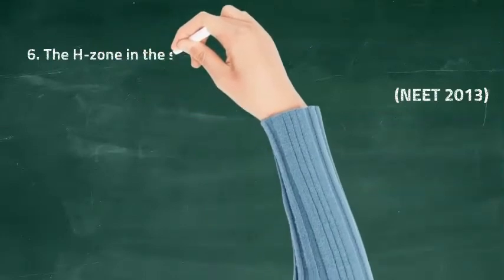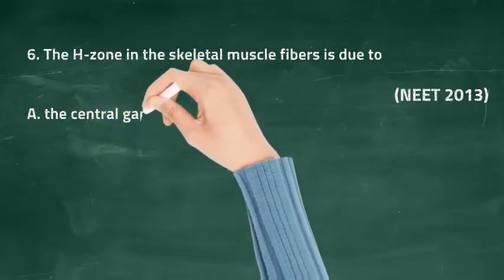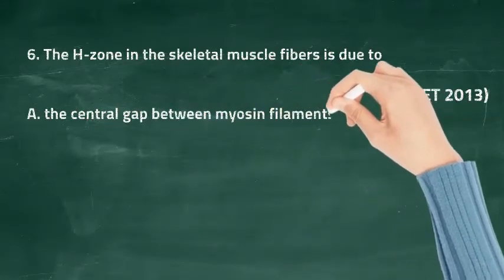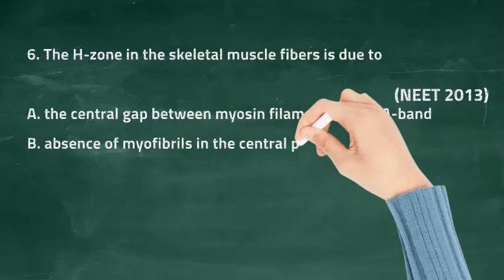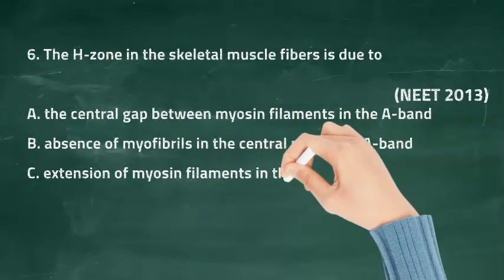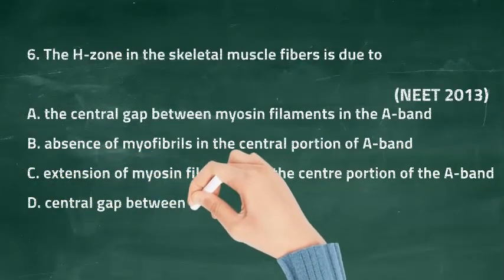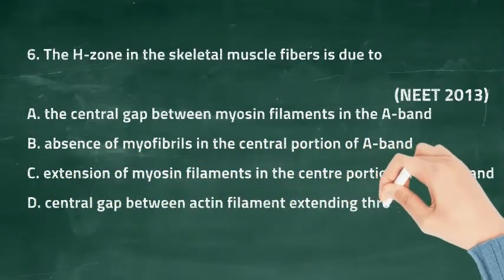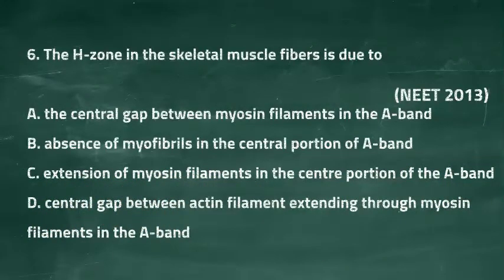Question 6. The H zone in the skeletal muscle fibers is due to: option A is a central gap between myosin filaments in the A band. Option B is absence of myofibrils in the central portion of A band. Option C is extension of myosin filaments in the central portion of the A band. And option D is central gap between actin filaments extending through myosin filaments in the A band. The right answer is option D, central gap between actin filaments extending through myosin filaments in the A band.